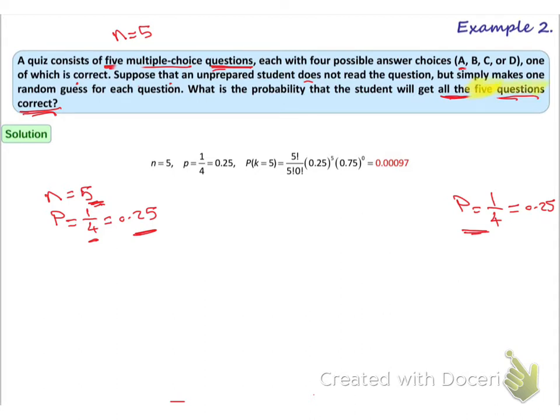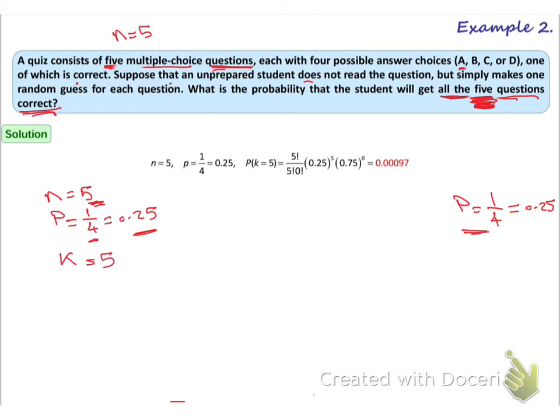3 answers correctly, so K will be 3. 2 answers correctly, so K will be 2. But if he said 5 answers, all of them correctly, I have to repeat it 5 times and get all of them correctly. So K in this case will be equal to 5.